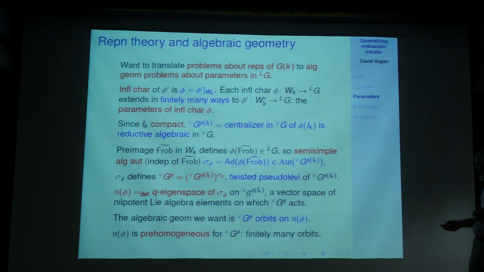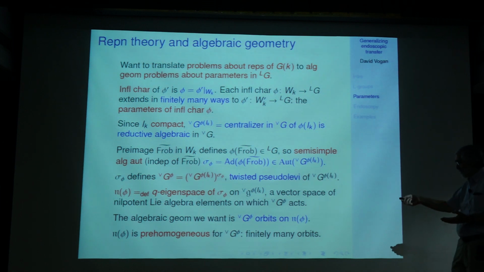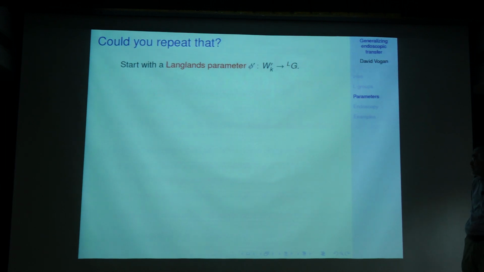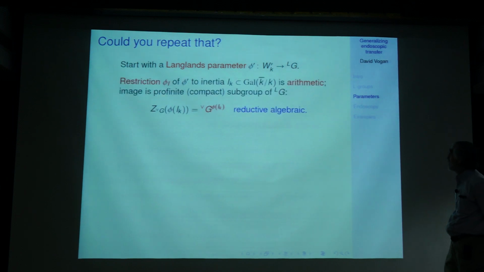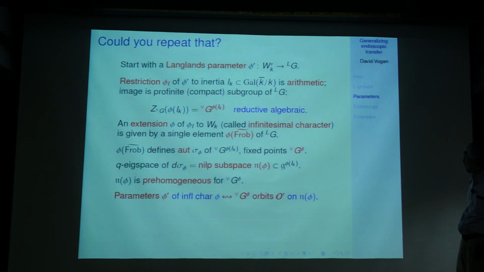Okay, so as I said, this vector space is pre-homogeneous, and so the question of the singularities of orbits and the nature of orbits has been studied for decades. The conclusion is that there's this reductive subgroup which is acting on a nilpotent Lie algebra with a finite number of orbits, and the extensions of this infinitesimal character to a full Langlands parameter are given by orbits.